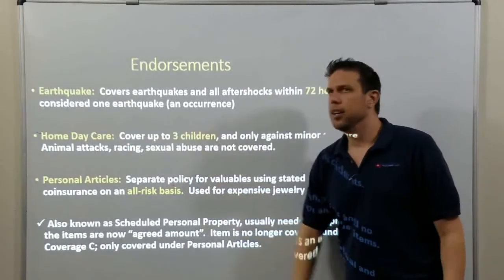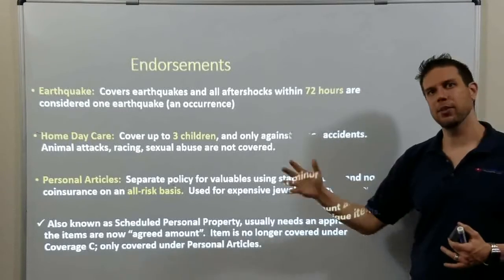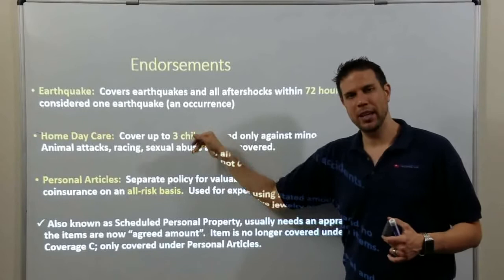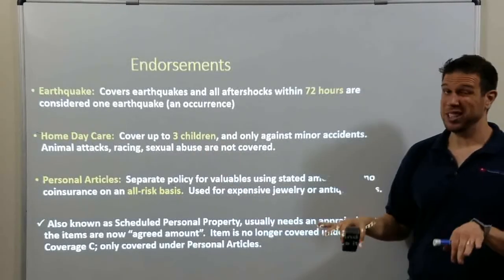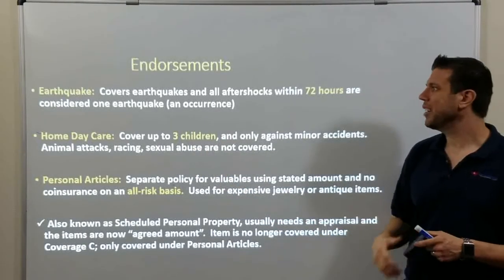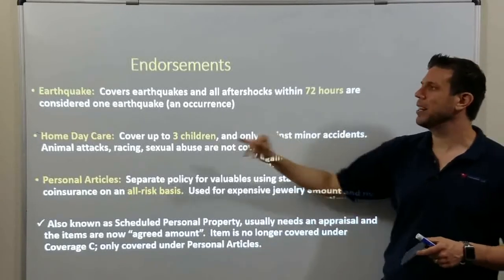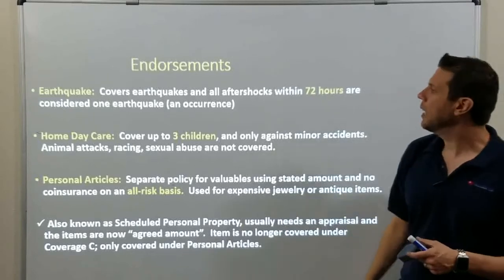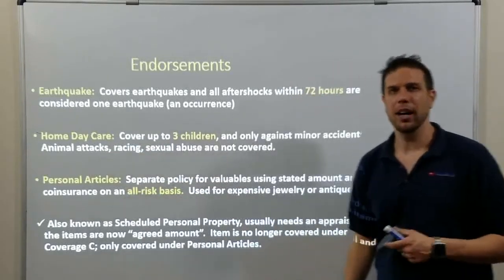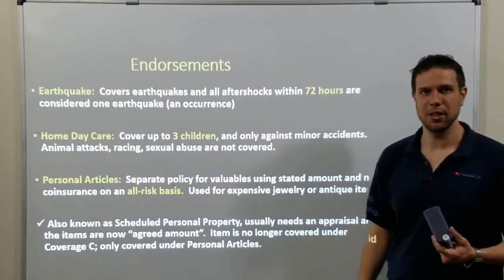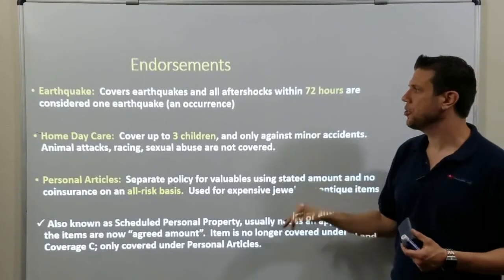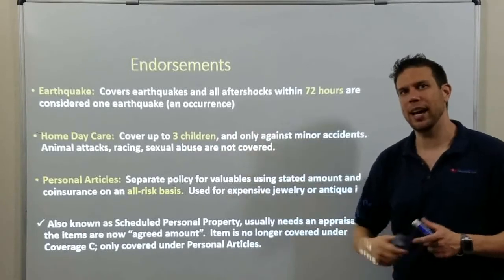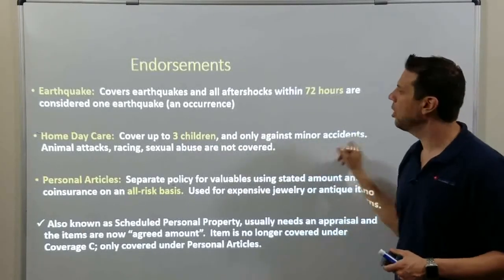If you have a home daycare, you can endorse that on and be covered under your homeowner's insurance, but you can only have up to 3 children, and it has to be a low-risk daycare. You can't take the kids on racing expeditions. Don't sexually abuse children. Animal attacks, not covered. You're talking about like if a kid skins their knee or something. Home daycare insurance will cover that. So you can endorse on a home daycare, but you can only have up to 3 kids at a time being seen, and it has to be a small minor injury.